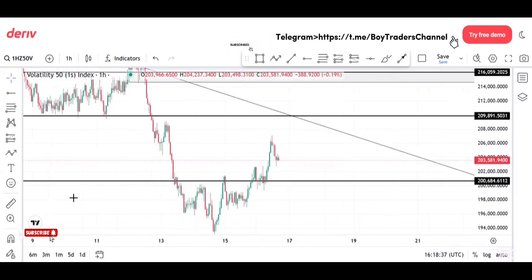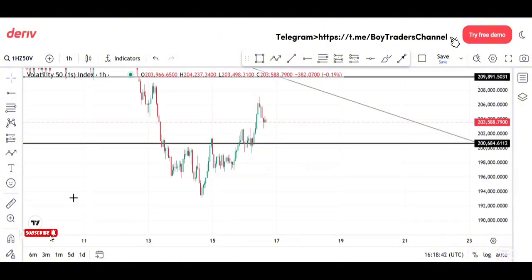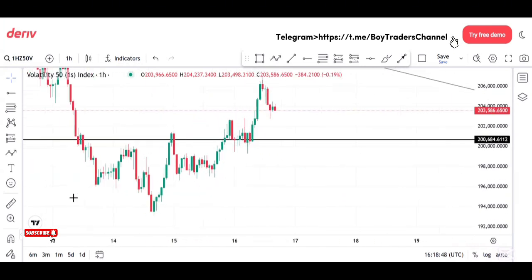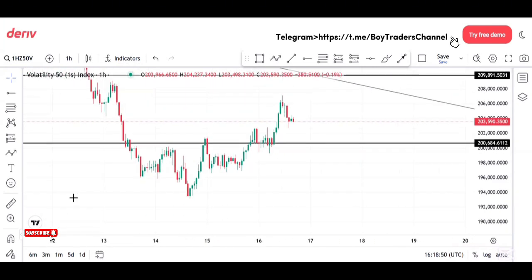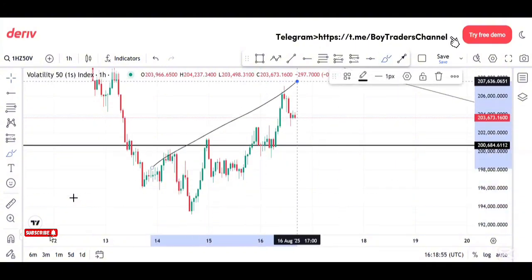So on the 1-hour time frame, we have a different structure. Remember, the daily time frame structure was a bearish structure, the 4-hour time frame structure was a bearish structure, but on this 1-hour time frame, we are getting a bullish structure. We got a bullish structure, in which the market created a series of higher lows and a series of higher highs.